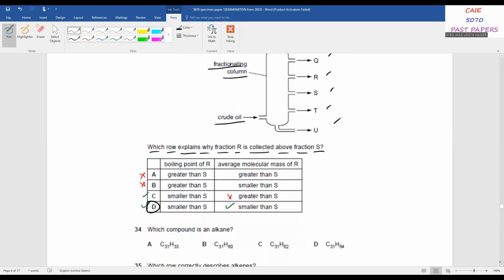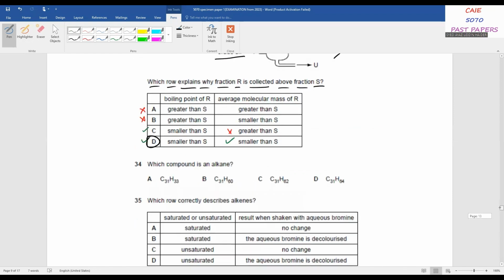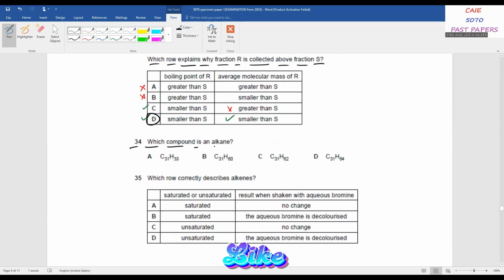34. Which compound is an alkane? Recall the general formula of alkane. CnH2n+2. If you look at all the choices, C31H33, it does not follow the general formula CnH2n+2, because if you will put the value of 31 for n, what you will get? You will get 31 multiplied by 2, 62, 62 plus 2, 64. So this is wrong. What about B?